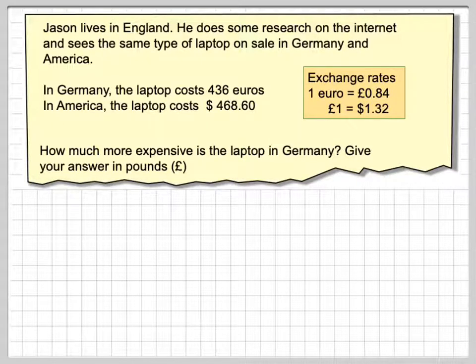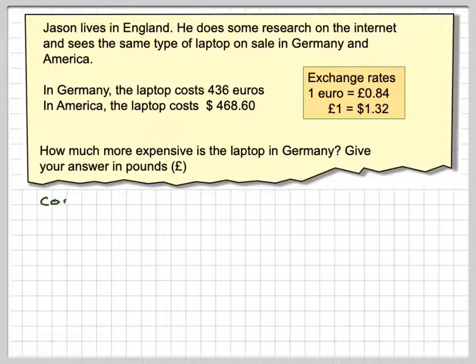$468.60. The current exchange rates are that €1 is worth £0.84 and £1 is equal to $1.32. How much more expensive is the laptop in Germany? Give your answer in pounds.